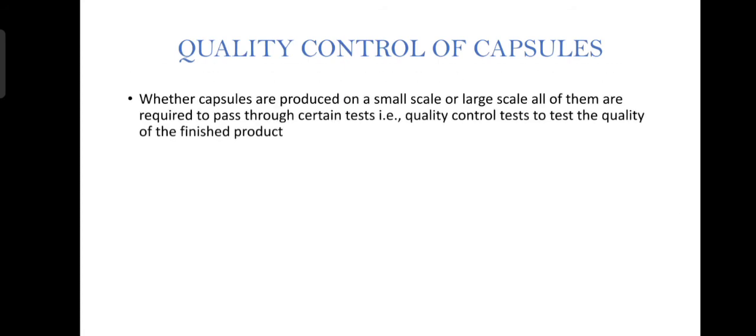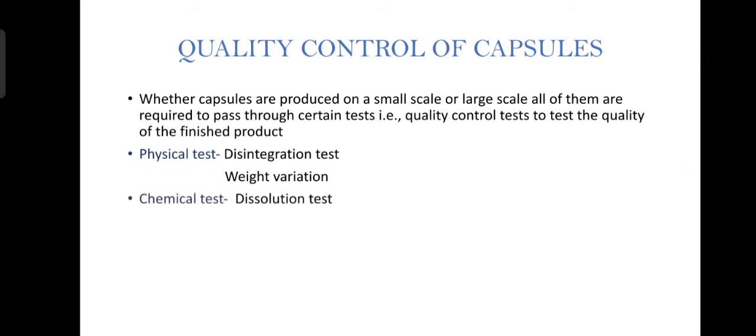Quality control of capsules. Whether capsules are produced on a large scale or a small scale, all of them are required to pass through certain tests, that is, quality control tests, to test the quality of the finished product. Physical tests include disintegration test and weight variation test. To evaluate capsules chemically, chemical tests are performed. Chemical tests such as dissolution test, content uniformity test, moisture penetration test and stability testing are performed.